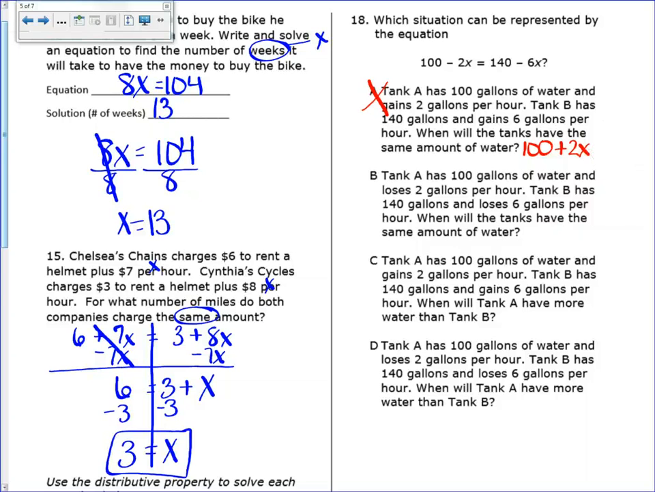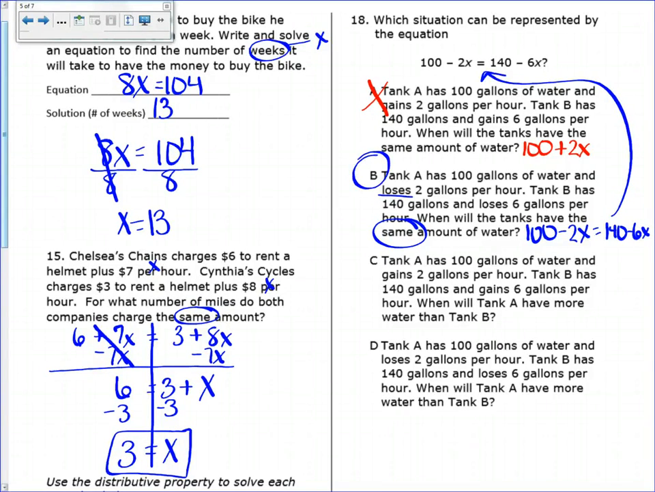Next, we're going to look at option B. Tank A has 100 gallons of water and loses 2 gallons per hour. Tank B has 140 gallons and loses 6 gallons per hour. When will the tanks have the same amount? So 100 minus 2x equals 140 minus 6x. This matches the equation they gave me, so I know it has to be B.